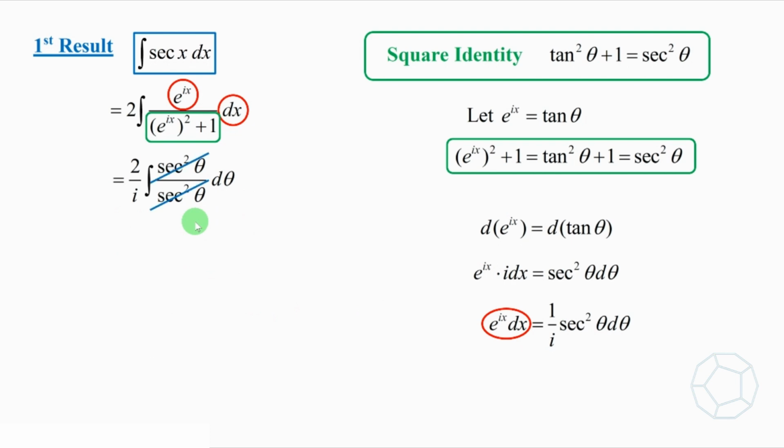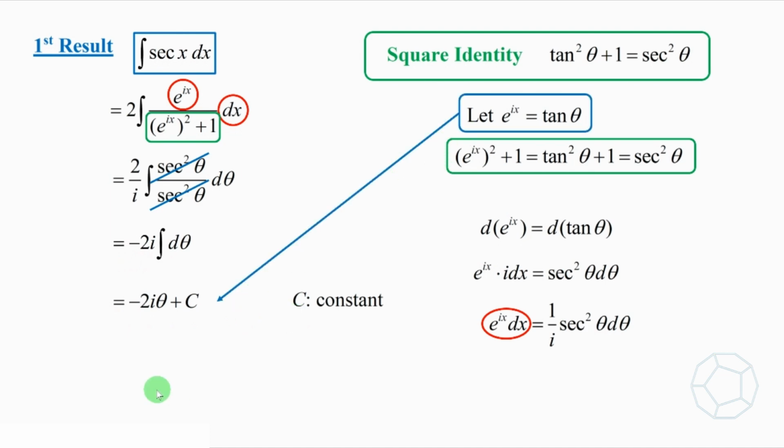Cancel out the secant square theta terms, the integrand is just 1. Also, 1 over i is equal to negative i. Then the integral becomes negative 2i times integrate d theta, which is negative 2i theta plus c. From now on, c is a constant throughout the whole video. So we're almost done. Express the answer in terms of x, we get negative 2i arctangent e to the power of ix plus c. So what about using hyperbolic functions to integrate secant x?